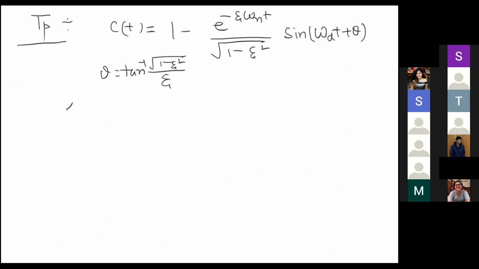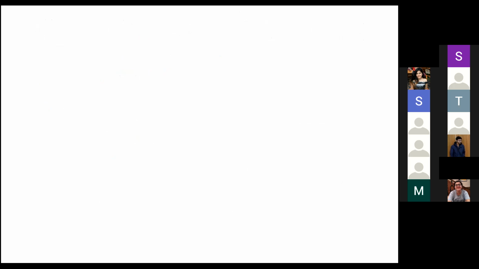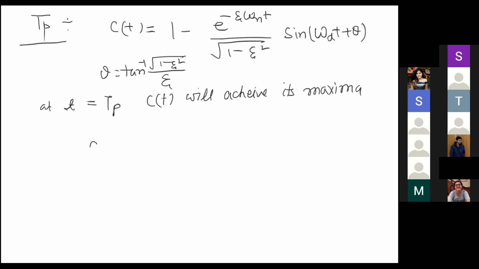So as you know, at t is equal to Tp, c(t) will achieve its maxima. Its maxima, as you can see from this figure, at t equal to Tp, c(t) is going to achieve its maxima. So we are going to take dc(t) by dt at t is equal to Tp. It will always be equivalent to 0.